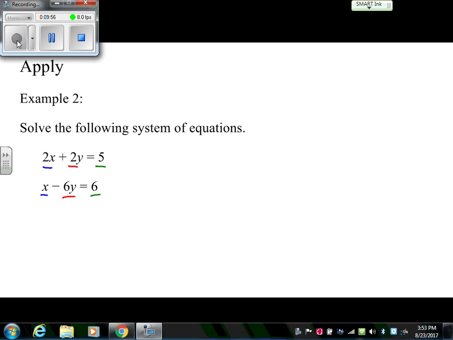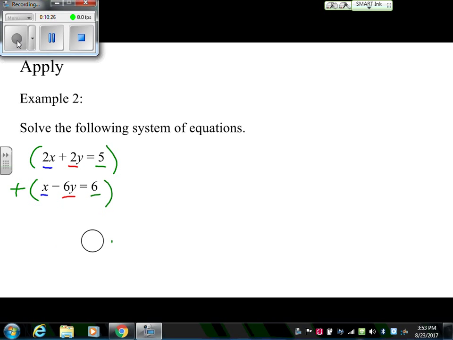But the other thing we want to do is make sure that if we were to add these things vertically, like take this whole equation here and add it to this one, something cancels out. And as I look at it right now, nothing would cancel out. If I added these together, I'd have 2x plus another x, which gives me 3x. I'd have 2y's minus 6y's, which gives me negative 4y's, and then I'd have 5 plus 6, which gives me 11. Nothing's canceling out. So elimination's not immediately working, but we can make a change to this.